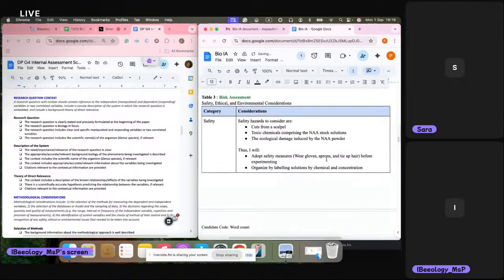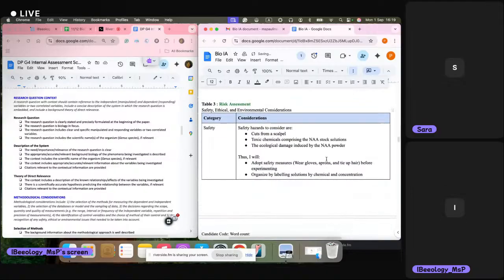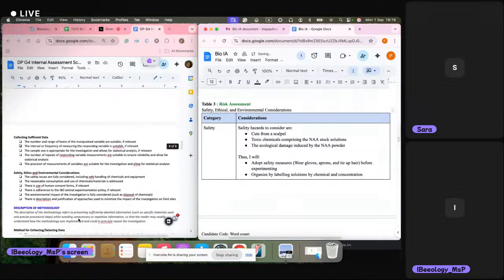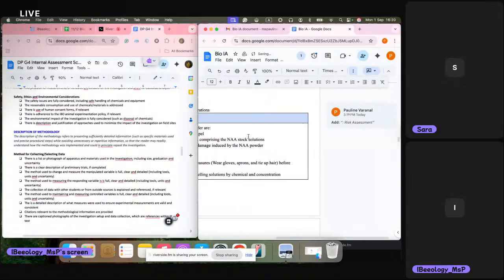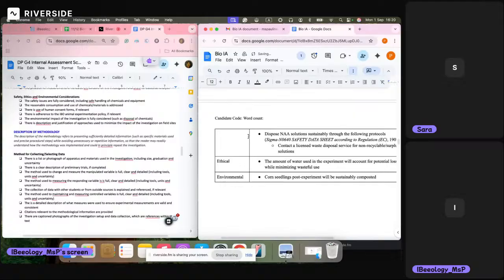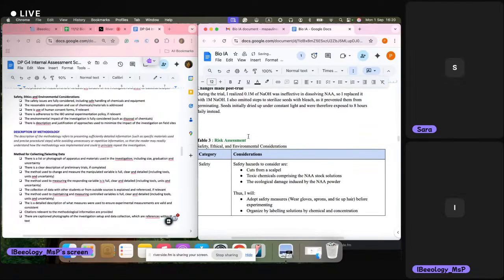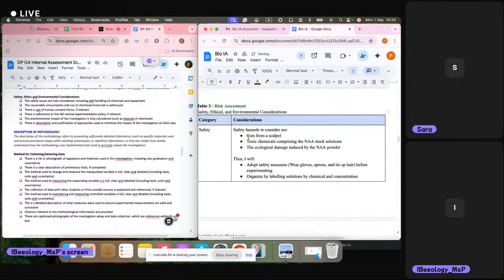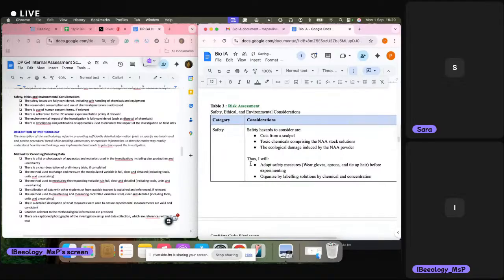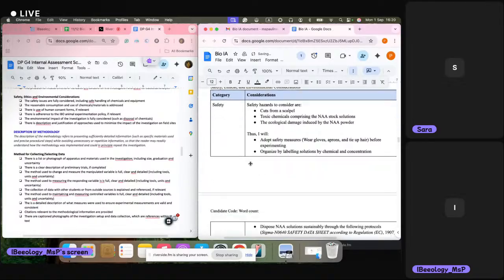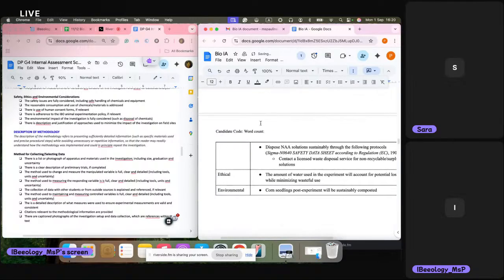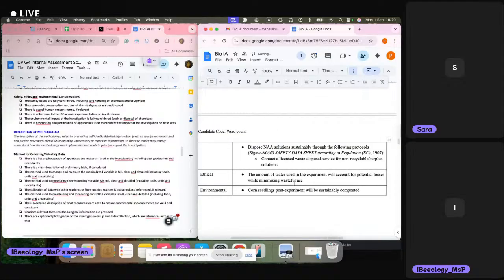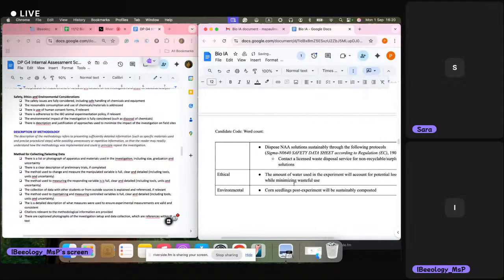All right. Okay, so let's go over your table. So this is your risk assessment. This is part of the methodology. All right, safety and ethical considerations. This is a very nice way of doing so. Hazards: cuts. Safety considerations: I will adopt safety measures, organize and label solutions. Ethical: amount of water used in experiment, potential loss, minimizing waste.